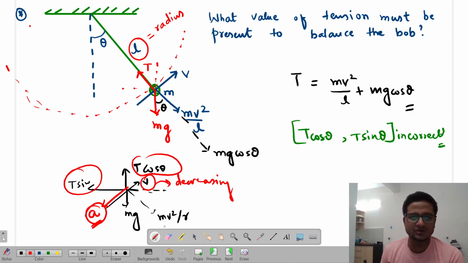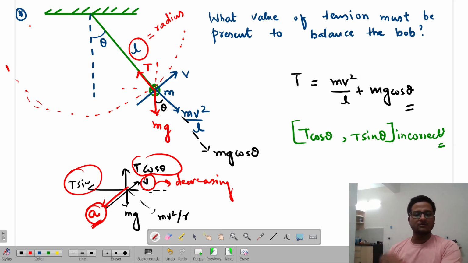Is this clear or not? So that's why the most common approach is just to resolve the components along the direction of tension. What is the condition? Resolve along the direction of tension, and then you will get the answer. Are you able to get me or not? Understood?